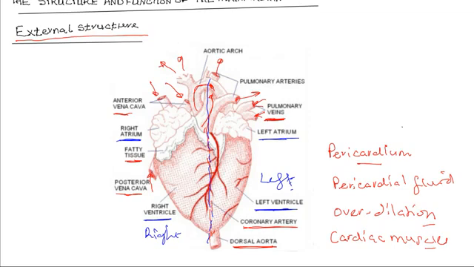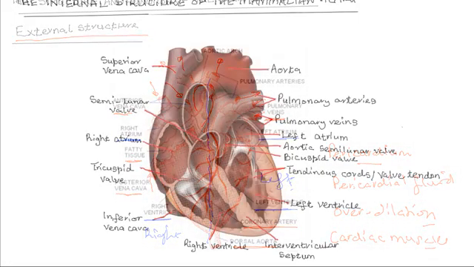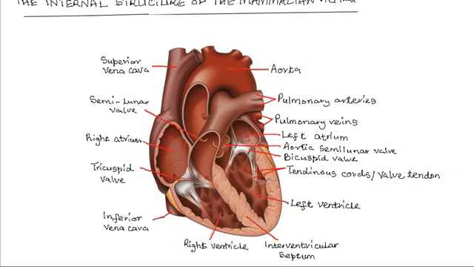The mammalian heart is composed of 4 chambers. There are 2 auricles, also known as atria, that form the upper chambers, and 2 ventricles that form the lower chambers.